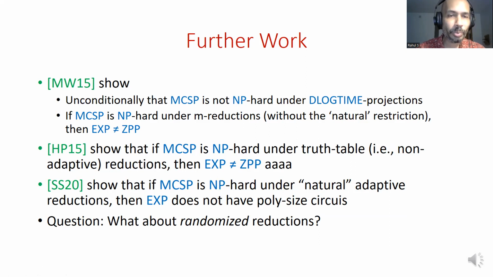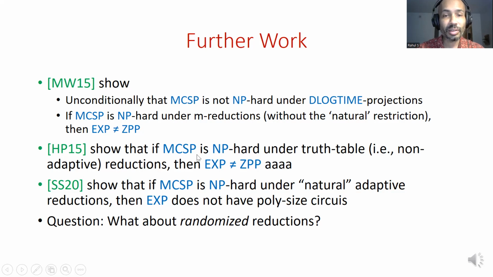So there have been various follow-up works, relaxing the notion of reduction or considering stronger kinds of reductions. For example, Murray and Williams show unconditionally that MCSP is not NP-hard under DLOGTIME projections, which are a more restricted kind of reduction, but already enough to show NP-hardness for most natural problems. If you remove the naturalness restriction on the reductions, then the NP-hardness of MCSP implies that EXP does not equal ZPP, which is also a long-standing open problem.